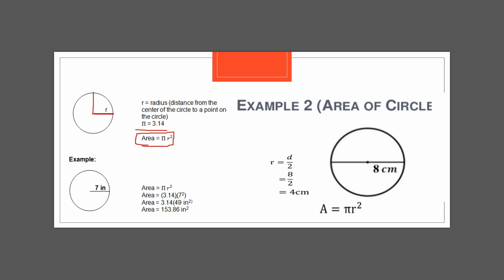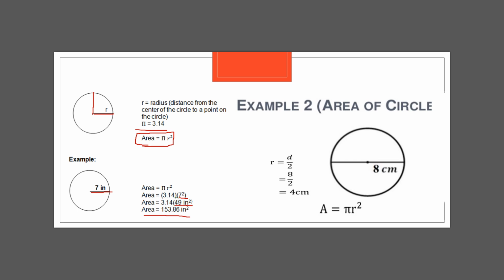In example 1, your radius is given, which is 7 inches. So the area is pi times your radius squared. Your radius is 7. So that's 7 squared, which is going to give you 49 inches squared, and multiply 3.14 times 49 inches squared, and your area is equal to 153.86 inches squared, or 153.86 square inches.